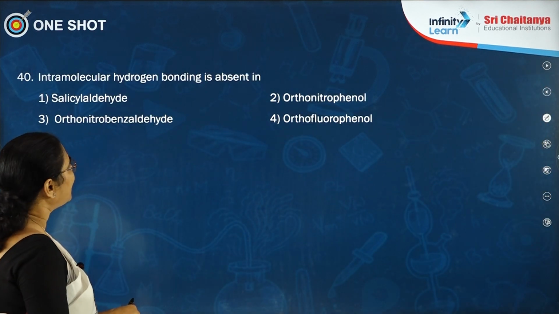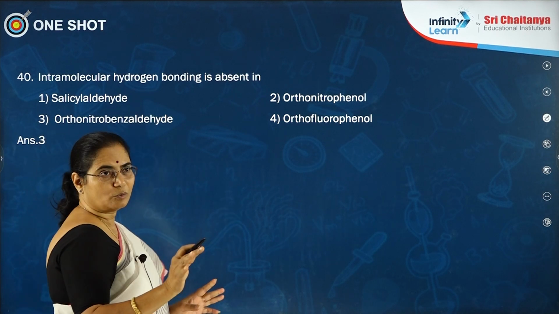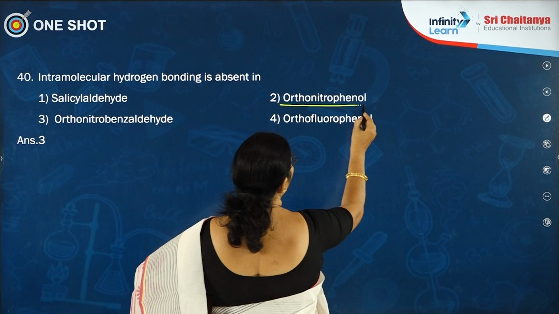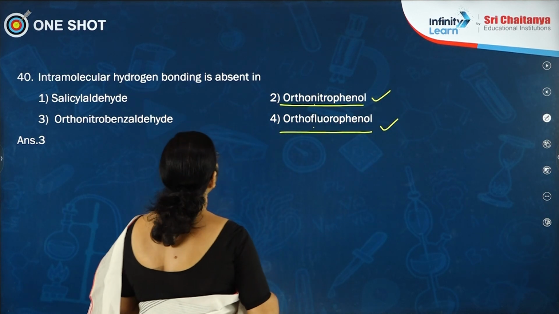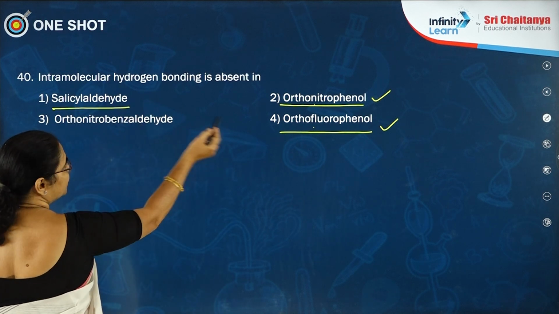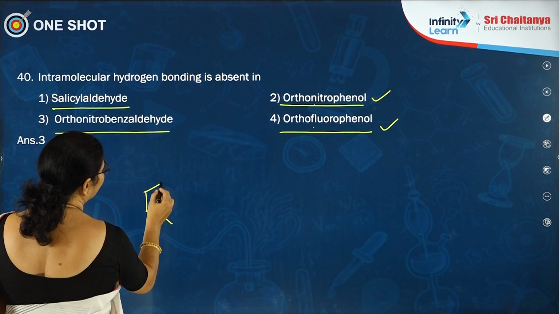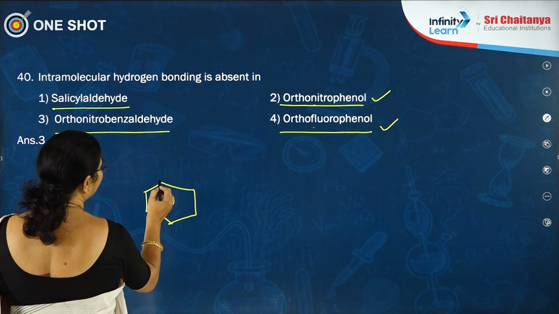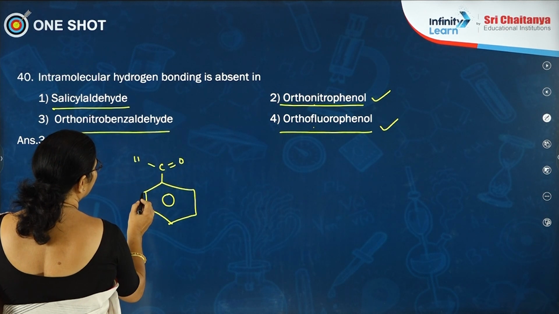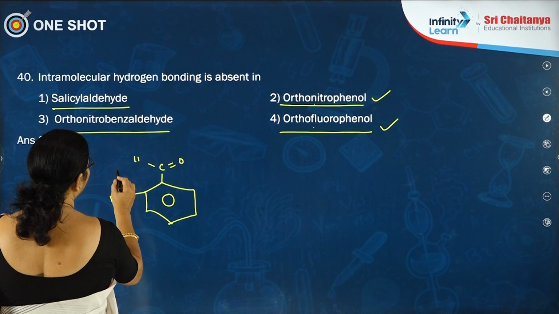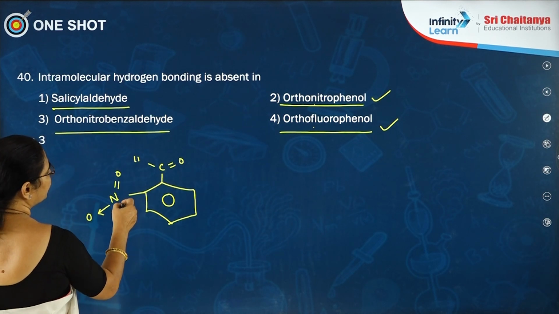Next, intramolecular hydrogen bonding is absent in which one? Intra means only ortho substituents. Orthonitrophenol, of course it is there. Orthofluorophenol, because nitrogen, fluorine can form hydrogen bonds. Salicylaldehyde, which I showed in the previous example. Orthonitrobenzaldehyde. Children, listen carefully. Orthonitrobenzaldehyde means C double bond O H. Now, if you take this molecule, this is orthonitrobenzaldehyde.